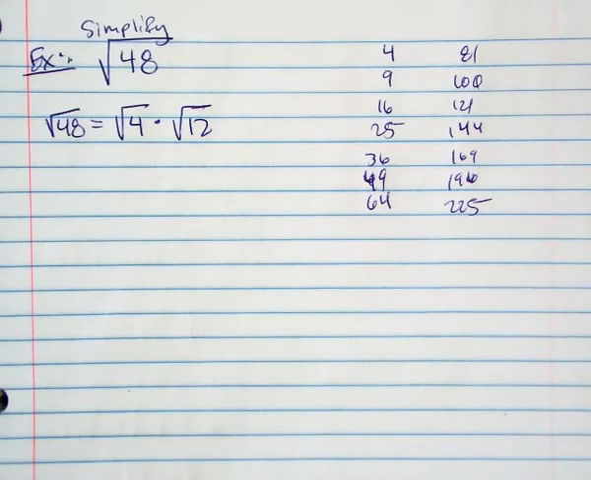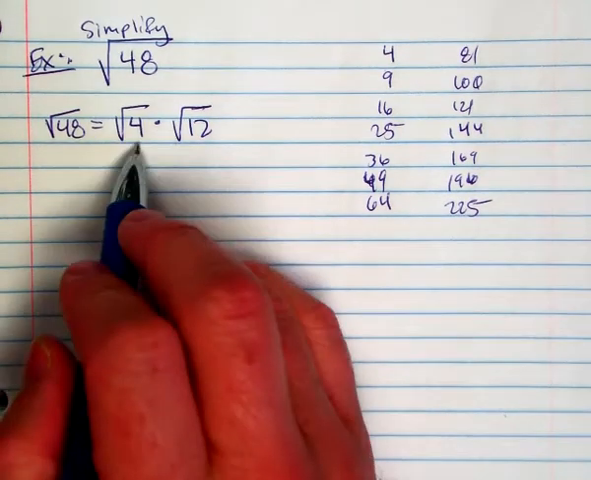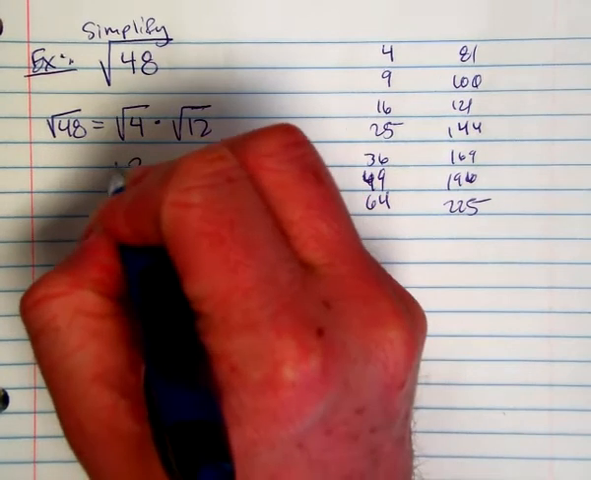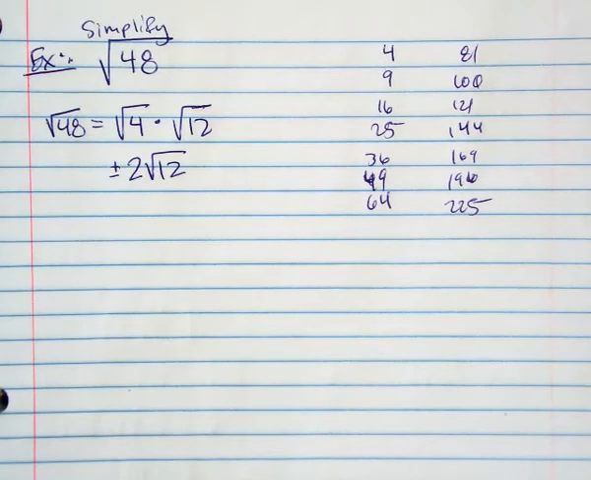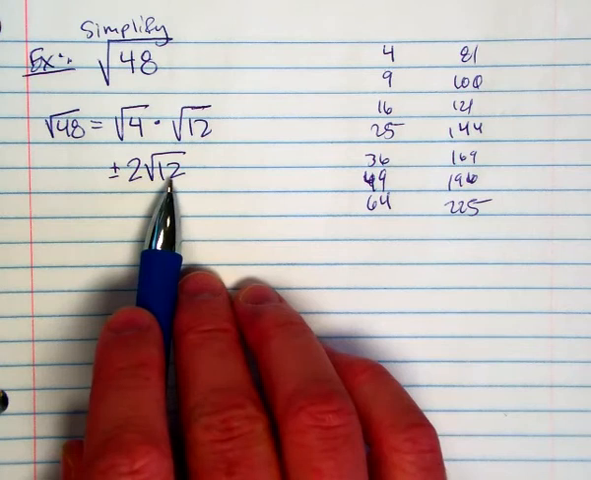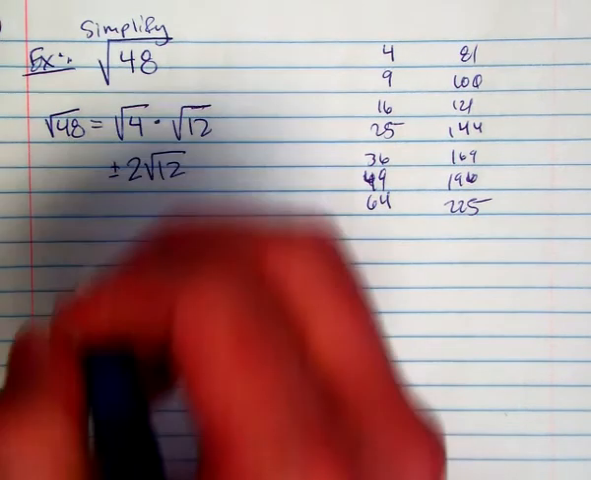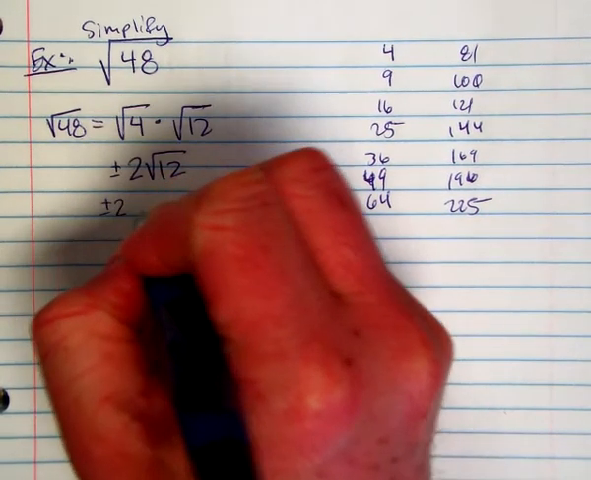So let's pursue this before we do anything else. Square root of 4 is 2, so plus or minus 2. 12 does not have a whole number square root. But we have to stop right now and ask ourselves a question. Could I break down 12? We can, so let's go ahead and do that.